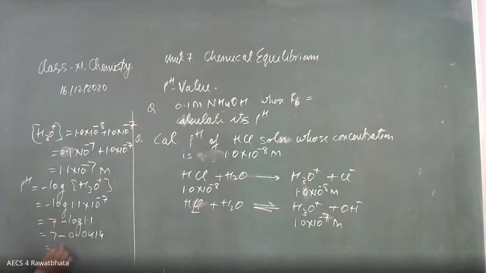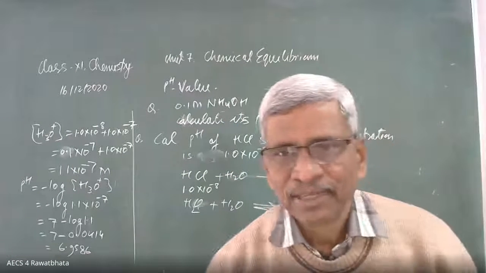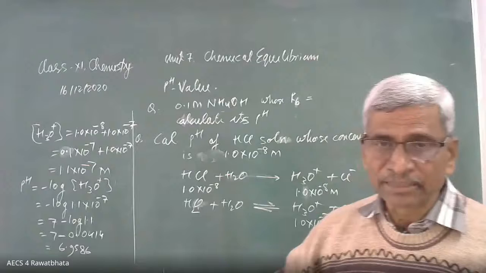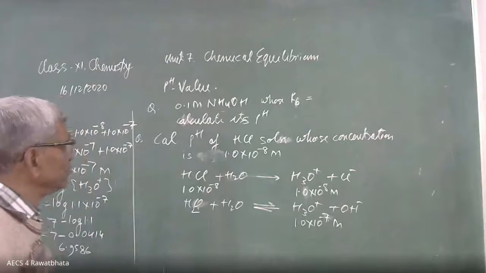This is equal to 6 point, 10 में से 4, 6, 9 में से 1, 8, 9 में से 4, 5, and here 9. 6.9586 is the pH value. Okay, beta? 6.9586. Is it clear? न्यूमेरिकल समझ में आया? इस तरह से सॉल्व करना है. Okay, beta. Okay, good. So this is the numerical.